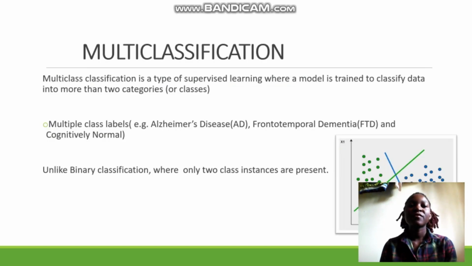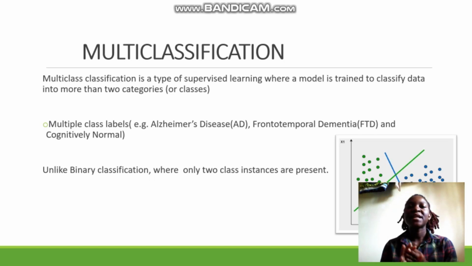First of all, we have to understand what multi-classification is. Multi-classification is a type of supervised machine learning where a model is trained to classify data into more than 3 categories. Here we have two basic terms. Here we have supervised machine learning, and we all know that in supervised machine learning we are using labeled data.